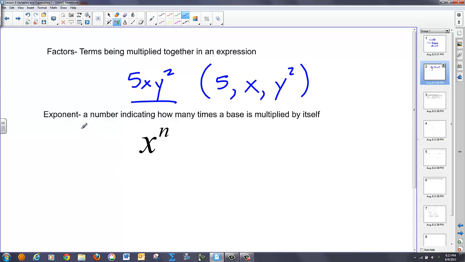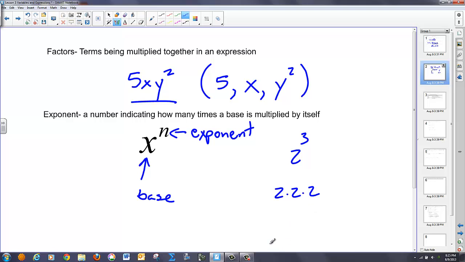When we move to talking about exponents, we talk about how many times a base number is multiplied by itself. So in this case, X functions as what we call a base, and our exponent tells us how many times we multiply that base by itself. So if I had something like 2 to the third, that means take the base of 2 and multiply it by itself 3 times.